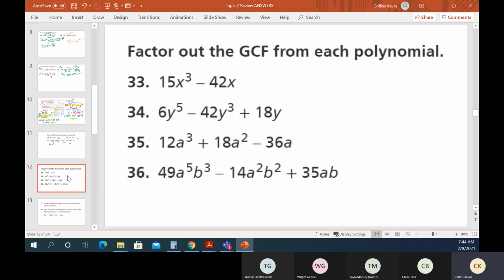All right, so again, same thing. We're going to factor out the greatest common factor. The only difference here is they want to know what's left over. So the last one we didn't have to do that, and this one we will. But that's easy, because all you do is divide each term by the greatest common factor, and that'll tell you the stuff that's left in the parentheses.